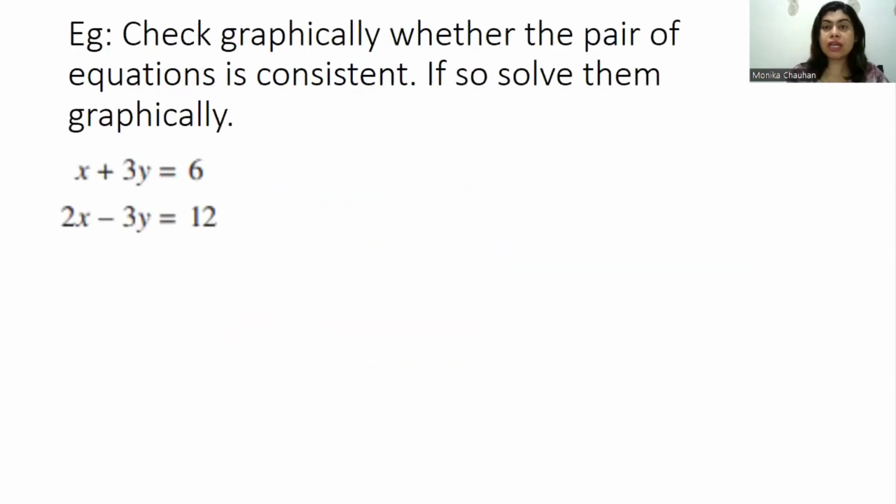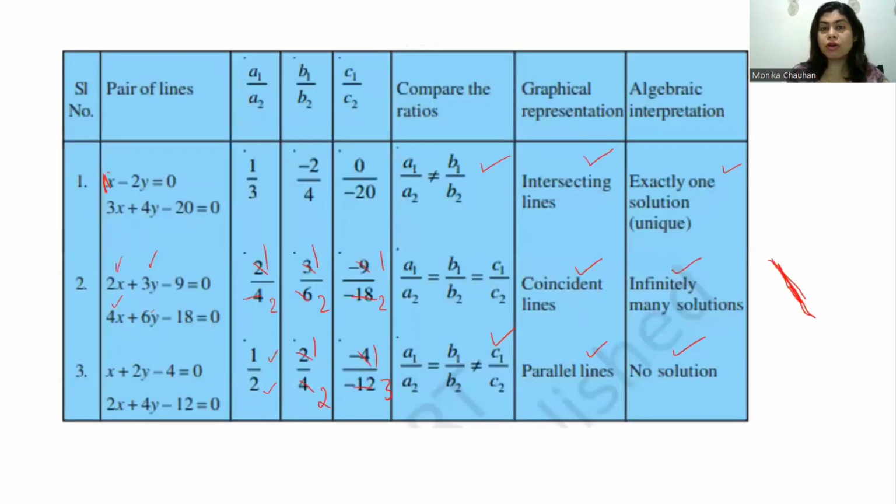If they give you a pair of linear equations and ask whether it is consistent or inconsistent, one second, I think I forgot to tell you that. If you have exactly one unique solution or infinitely many solutions, both are cases of consistent. Remember that you have either a consistent pair of linear equations or an inconsistent one, and no solution means inconsistent.